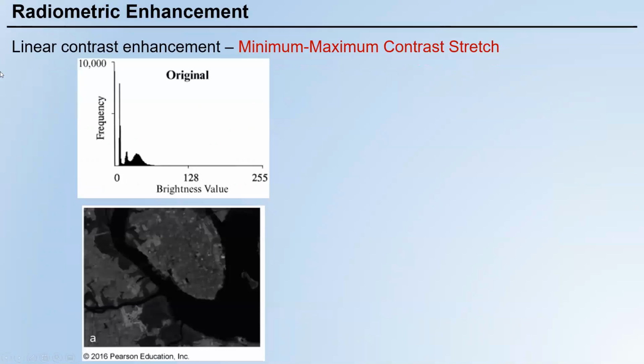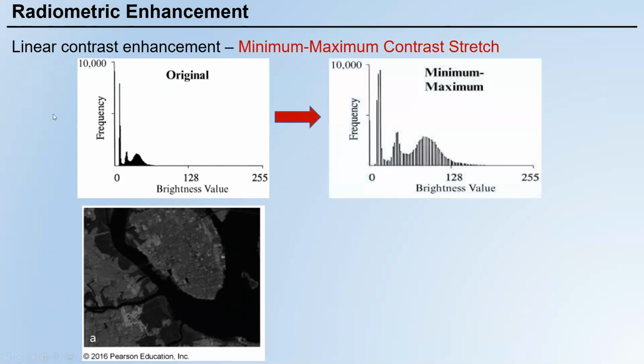So let's see the result. This is the image we saw before, and that's a histogram of that image. After the min max contrast stretch, you can see the histogram has been stretched.